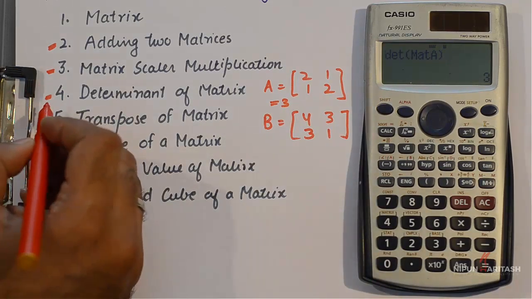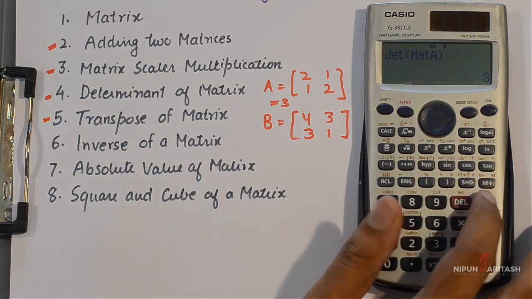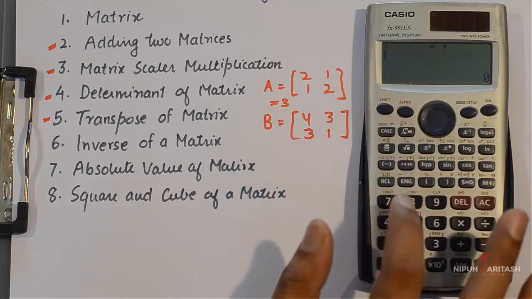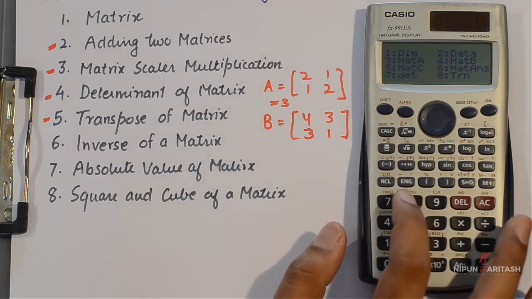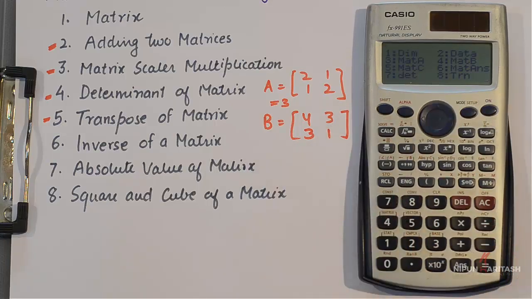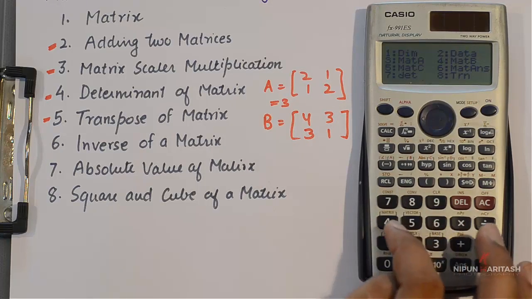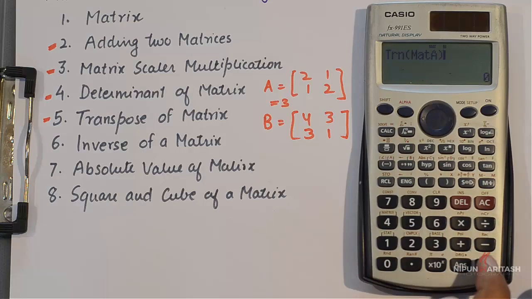Next we'll find the transpose of a matrix. For that, clear the screen, go back to matrix options, press option number 8. Go back to matrix options, select the matrix, close the bracket, and this gives me the transpose of a matrix.